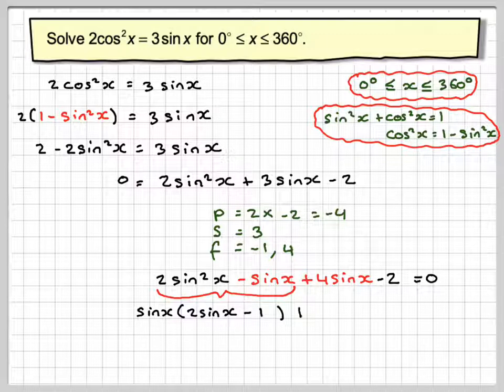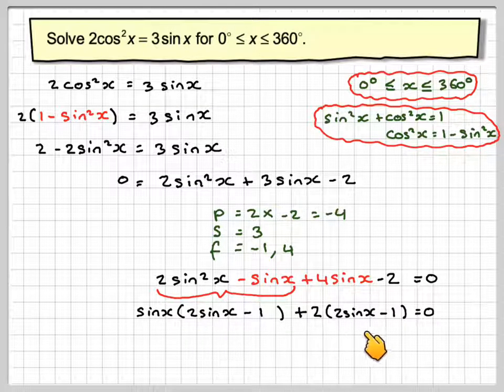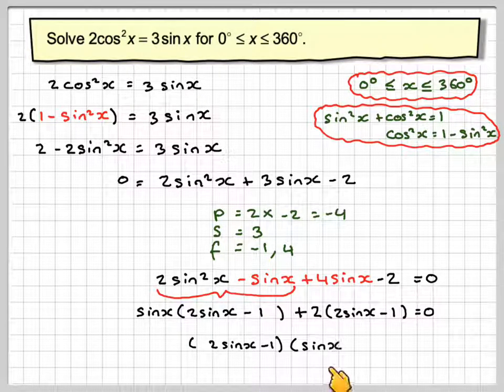Bring down the plus sign. Got a common factor, just 2. And then we're going to get 2 sine x minus 1. If you do this process correctly, here and here, you always get the same thing in the brackets. That's now a common factor, so it can come out. So we get 2 sine x minus 1, brackets sine x plus 2, is equal to 0.